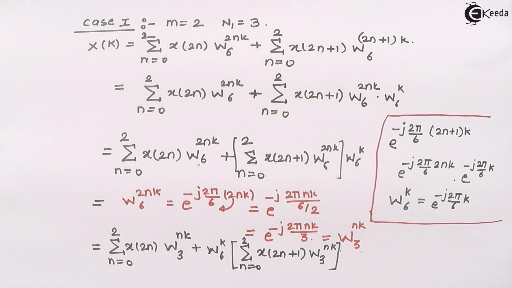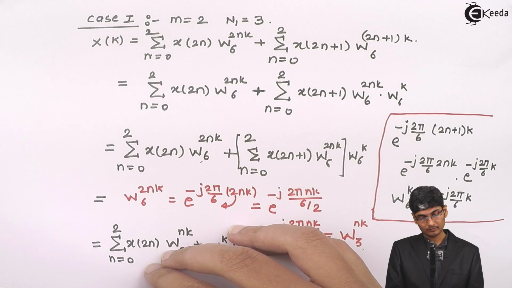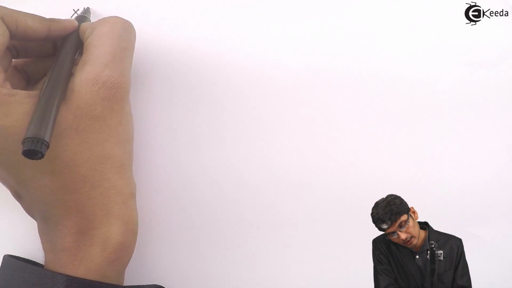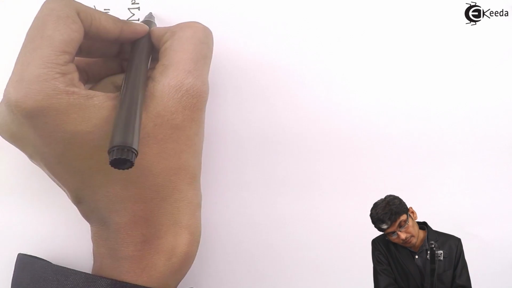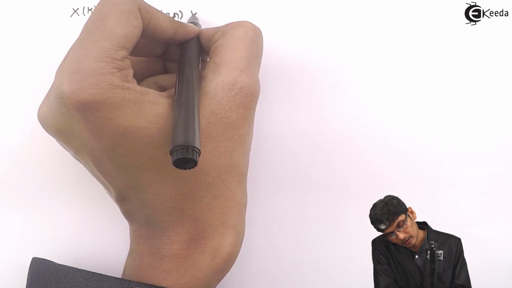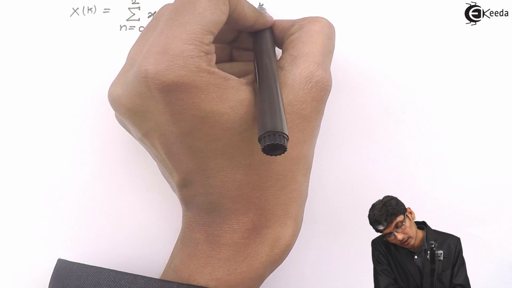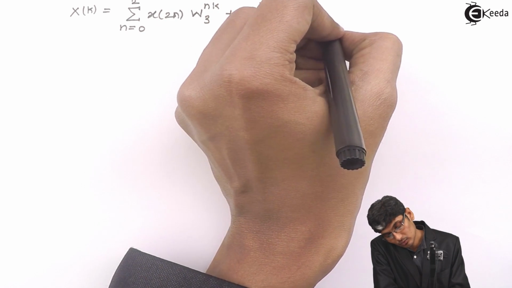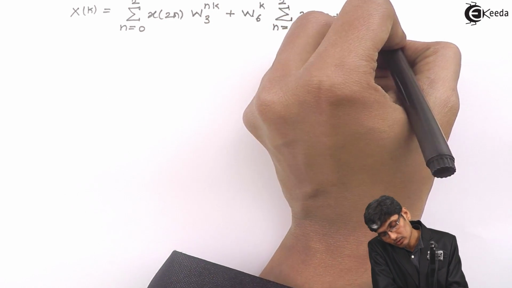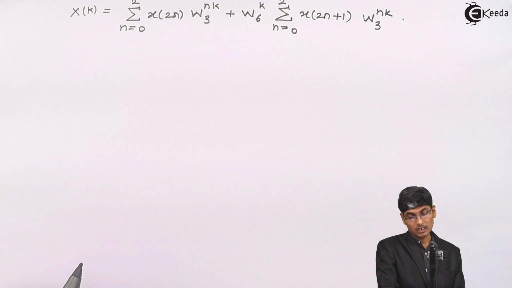Okay, so we have received some different terminologies. Now let us see what these terminologies are. For the terminologies, we need to understand what they are. So we started with x of k. We end up getting summation n equal to 0 to 2 of x of 2n W3 raised to nk plus W6 raised to k summation n going from 0 to 2 of x of 2n plus 1 W3 raised to nk. Right, that is what we have received.